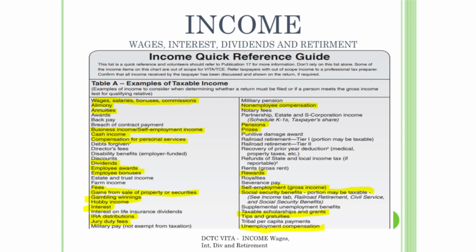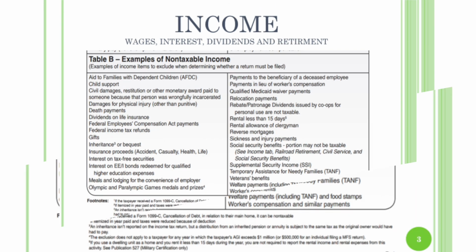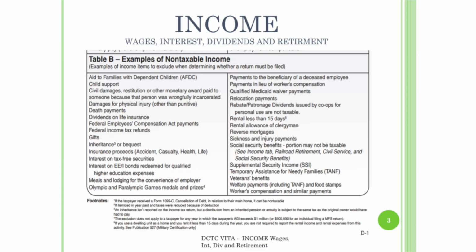Now, some examples of non-taxable income items are AFDC, or Aid to Families with Dependent Children. Child support is not a taxable income item. Death benefit payments are not taxable income items. Gifts, etc. So once again, you can always go to your Publication 4012, page D1, and pick up what is taxable income and what is not taxable income.